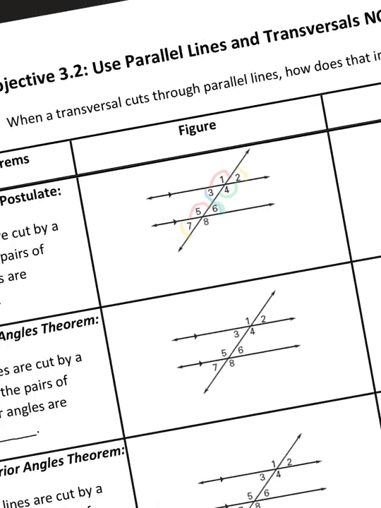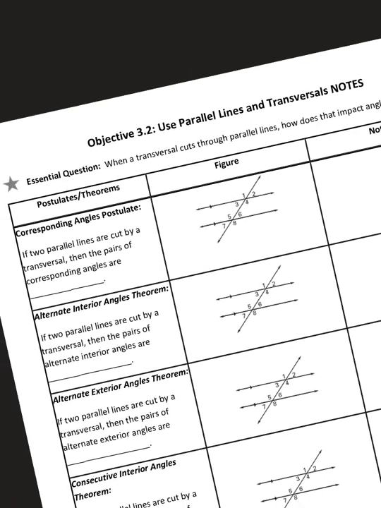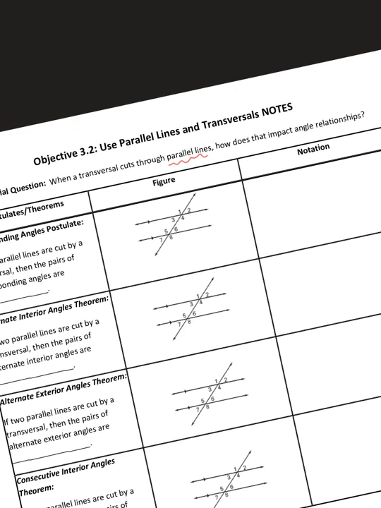What we're going to do today is take a look at what happens to these specific angle pairs when the two lines being cut by the transversal are parallel. And that's our essential question for today: when a transversal cuts through parallel lines, how does that impact the angle relationships?